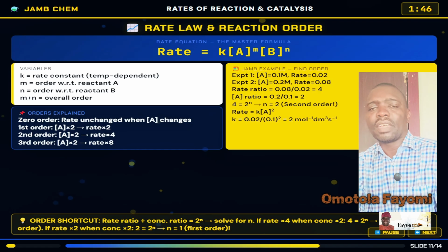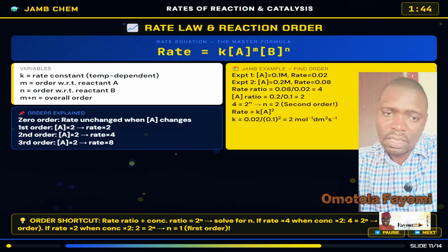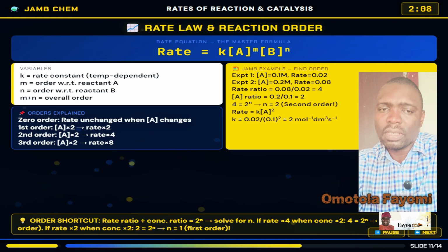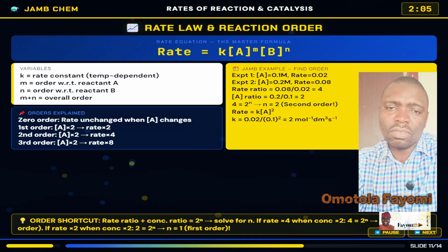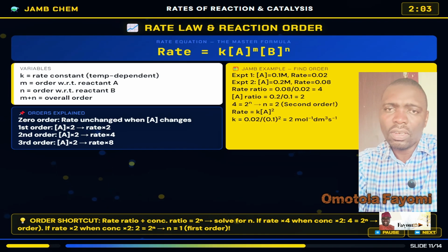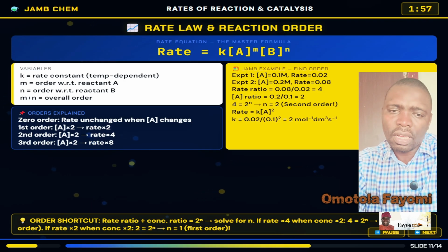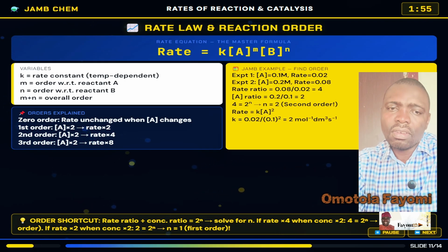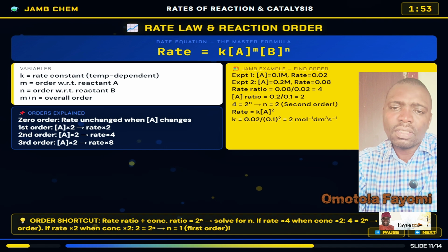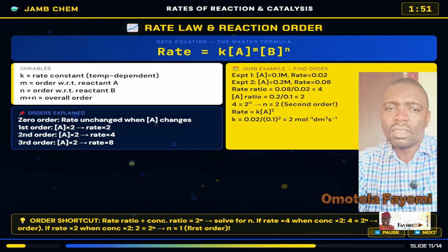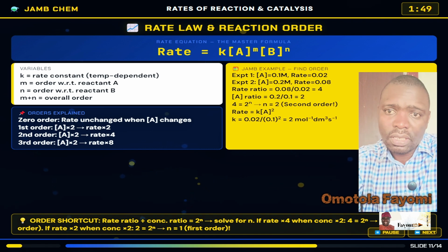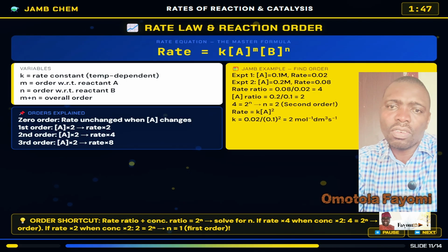m is the order of reaction with respect to A. This tells you how the rate changes when A's concentration changes. n is the order with respect to B. And m plus n gives the overall order of the reaction. For a zero order reaction, the rate is completely independent of concentration. Changing concentration has no effect.